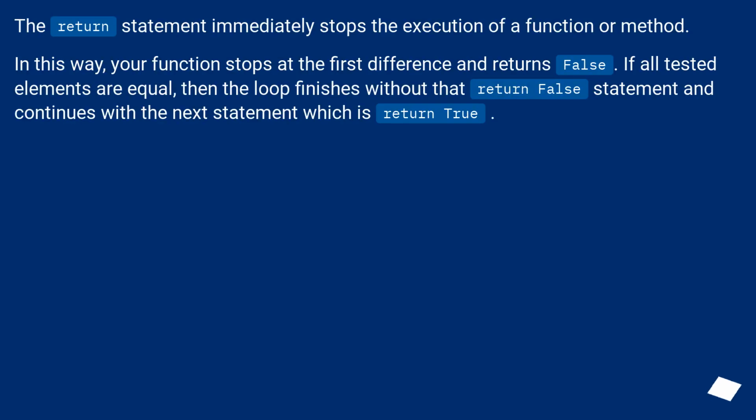The return statement immediately stops the execution of a function or method. In this way, your function stops at the first difference and returns false. If all tested elements are equal, then the loop finishes without that return false statement and continues with the next statement, which is return true.